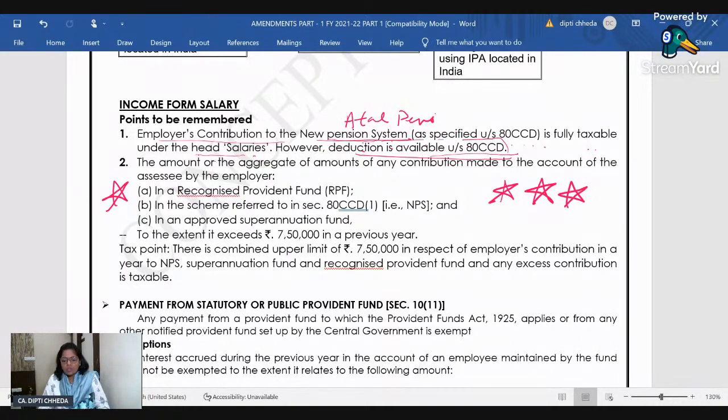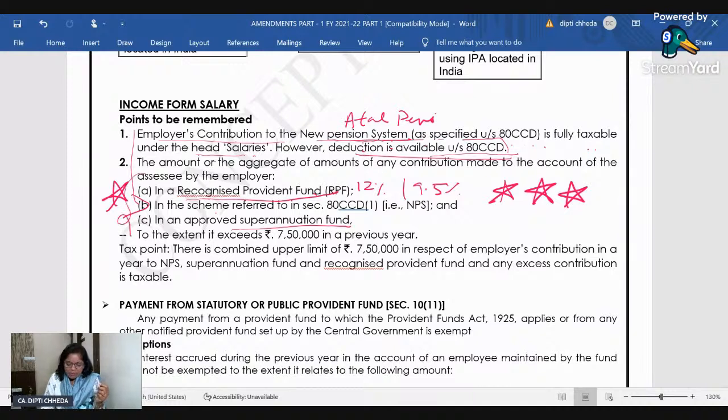Now we also contribute to recognized provident fund. Up to 12% of basic and DA is exempt. Interest is exempt up to 9.5%. I'm just revising what you already have in your syllabus, right? So this RPF, this new pension scheme, and superannuation fund. Superannuation fund is also another fund like PF where employer and employee both contribute.